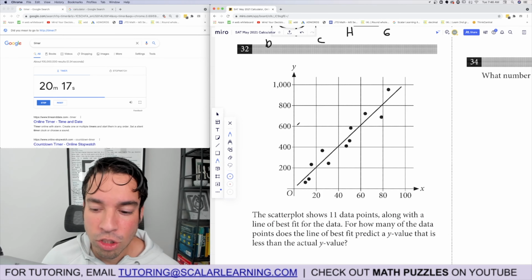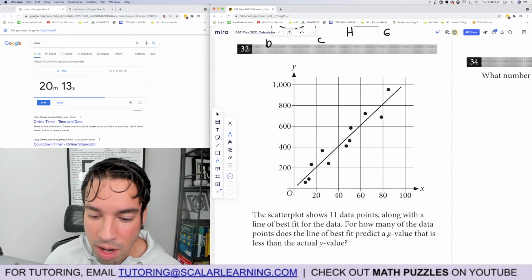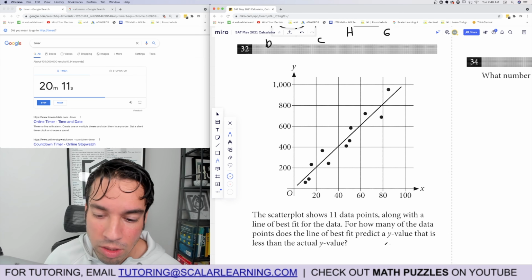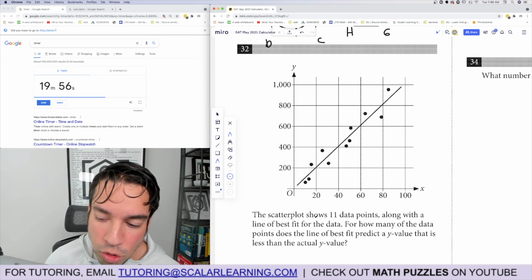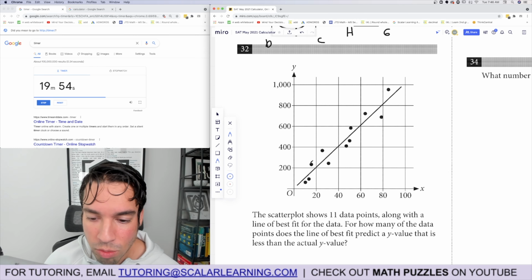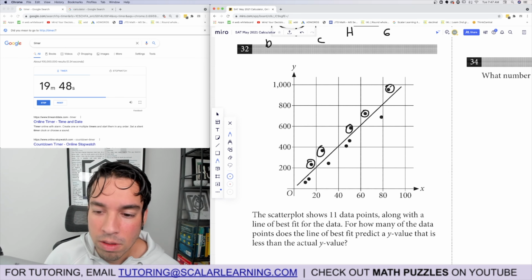32. The scatter plot shows 11 data points along with a line of best fit for the data. For how many of the data points does the line of best fit predict a value that is less than the actual y value? So here's the line of best fit, and that would be for all the points where the actual points are above it, because it's predicting a value that's actually less than the real value. So 1, 2, 3, 4, 5. Done.